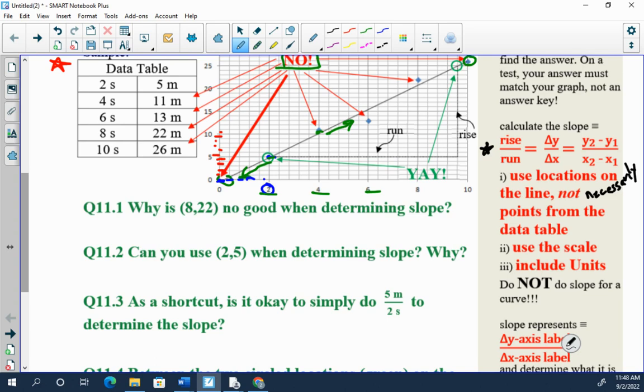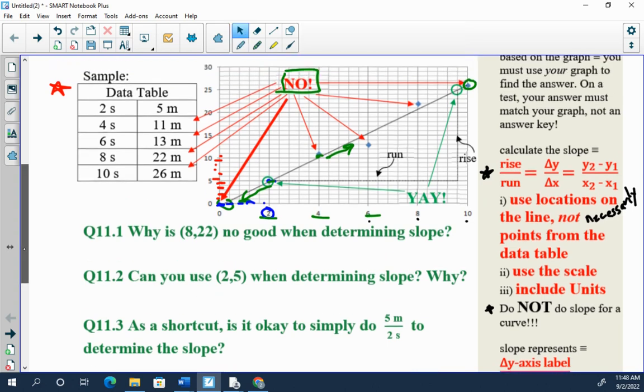They might be on the data table, but the line is what wins. Use the scale, that's down here. Don't just count boxes, include units. And then this we'll get to later. You're not going to do a V slope for a curve. A curve has a changing slope. All right, so let's check this out.